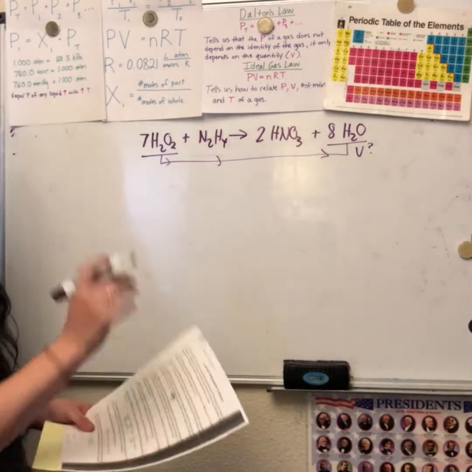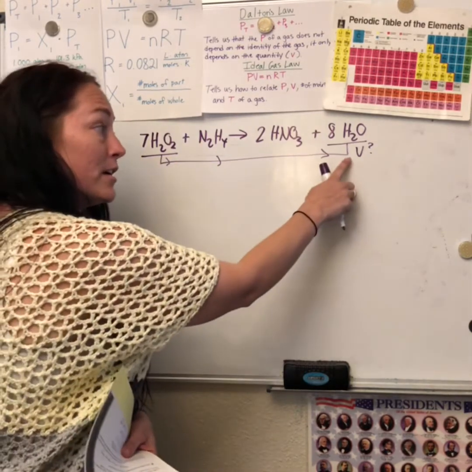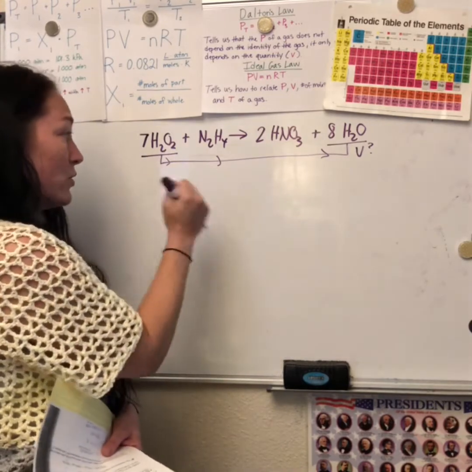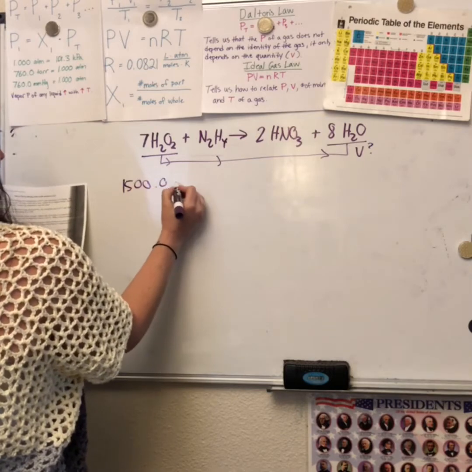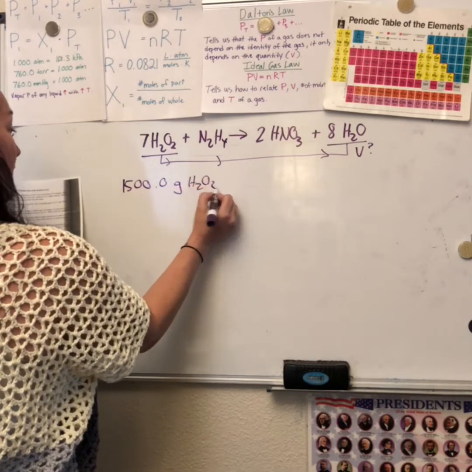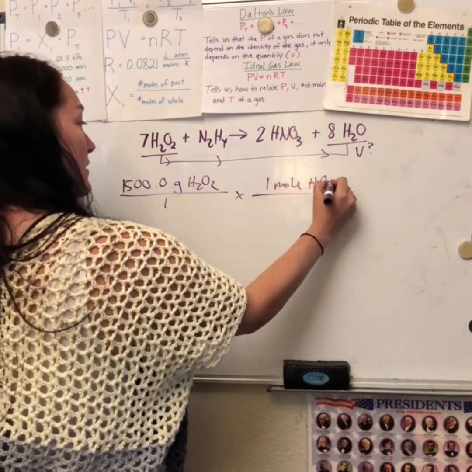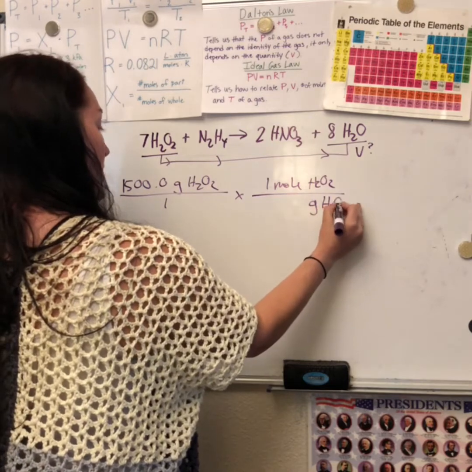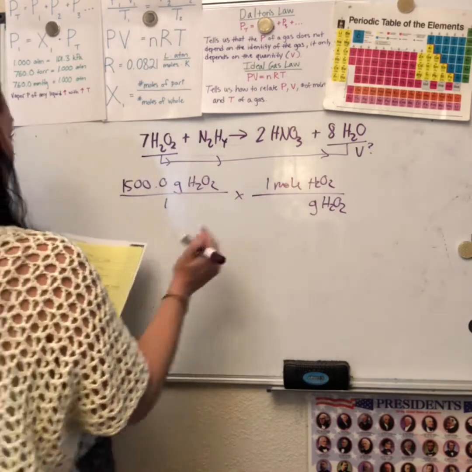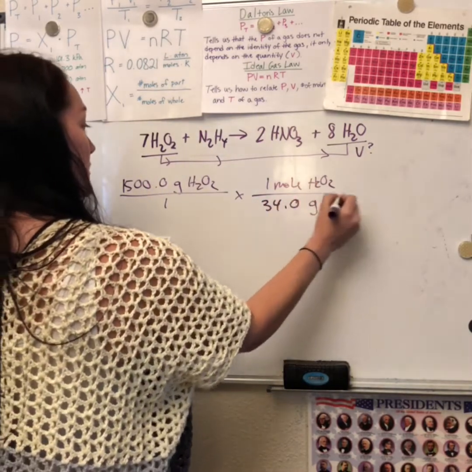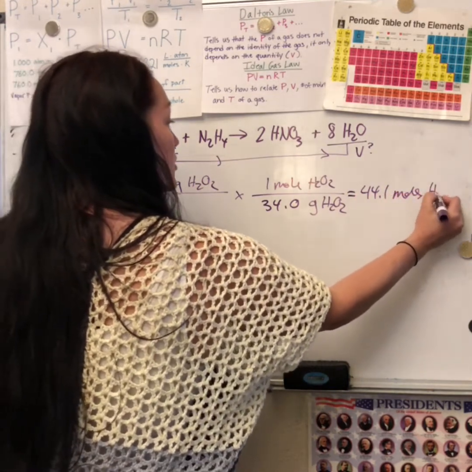Okay? So I know right away I need to get to moles here in order to get to moles over here. Okay? So my main goal is moles. What will give me moles? Well, they gave me grams of this H2O2. I can find moles easily, okay? So 1 mole of this is equal to this many grams. So I'm just going to go up here, find my H, find my O on my periodic table, and I find that it's 34 grams, okay? So if I crunch this out, I get 44.1 moles of H2O2.